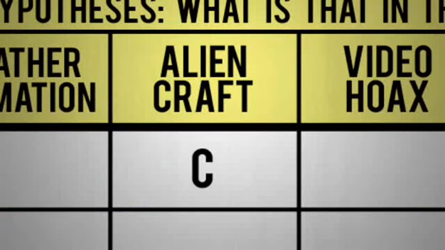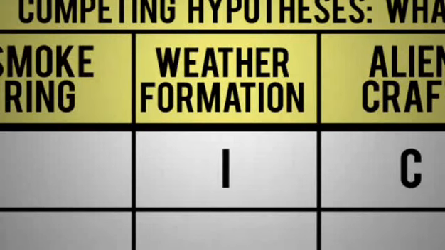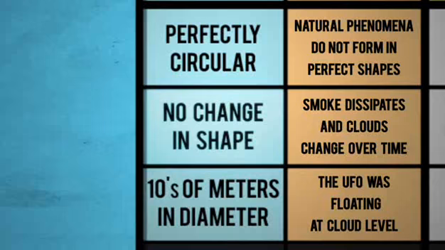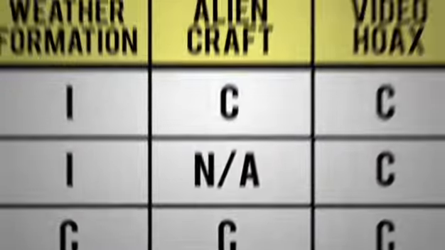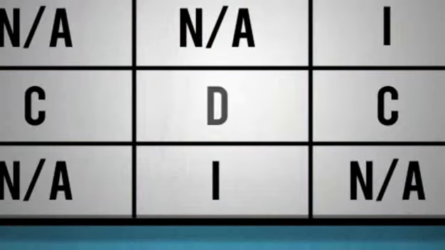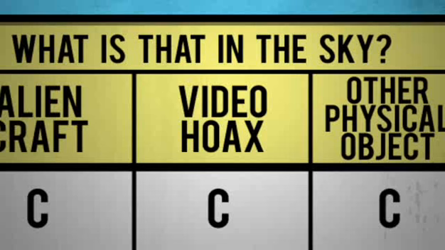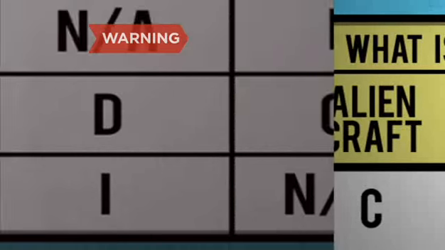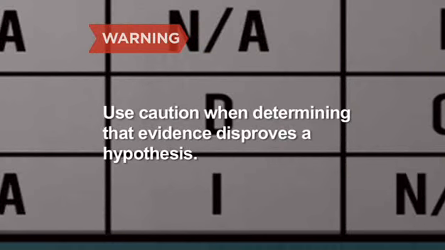Determine whether the evidence is consistent, meaning that it supports the hypothesis, inconsistent, meaning that it refutes the hypothesis, not applicable, meaning it is not relevant to the hypothesis, or sufficient to disprove the hypothesis completely. Only choose disprove when there is clear and irrefutable evidence that makes a hypothesis implausible.